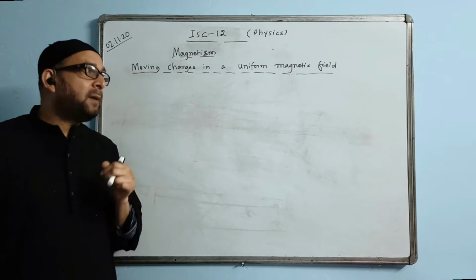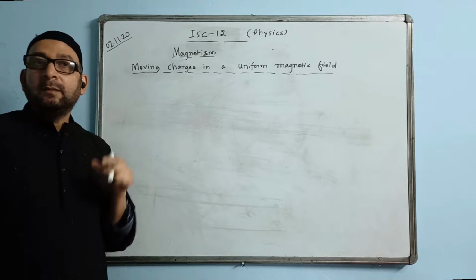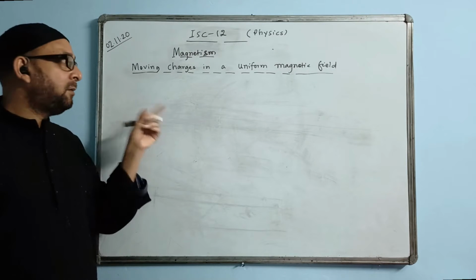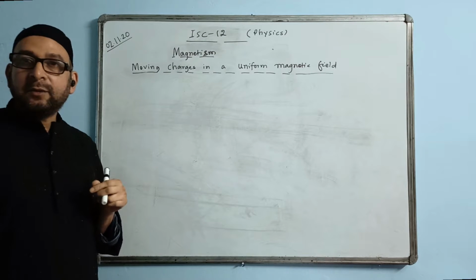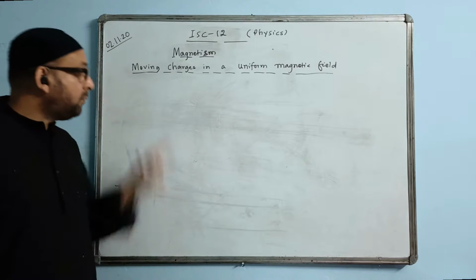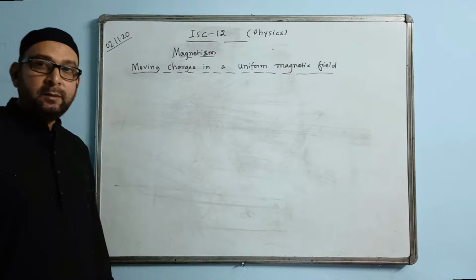...which is used to determine the mass of the nucleus of an atom. The mass of the nucleus is determined by the Bainbridge mass spectrograph. Okay, today we will be doing problems on this topic.